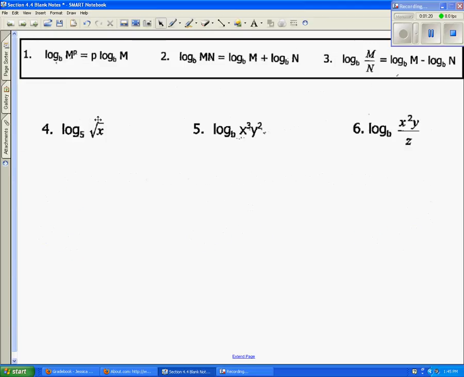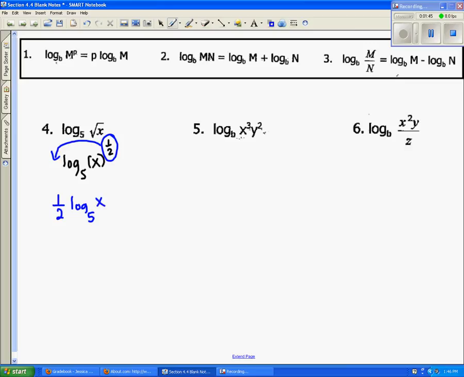On the next page, these are the same properties listed. We're going to continue working some. This is log of the square root of 5x. A square root really means x to the 1/2 power. It can be rewritten as that. So now I can use this property where my exponent can come out front. So it's 1/2 log base 5 of x.